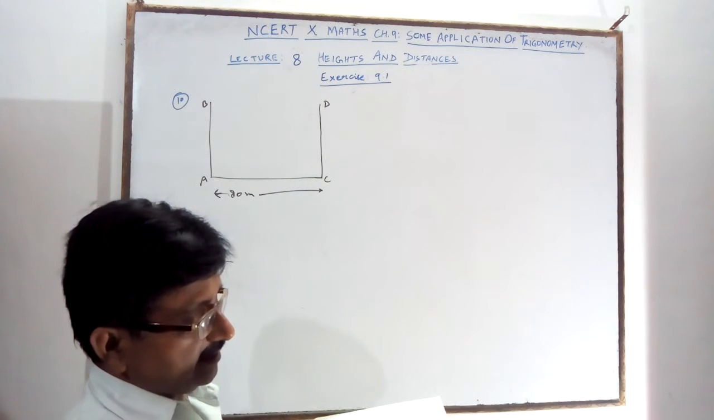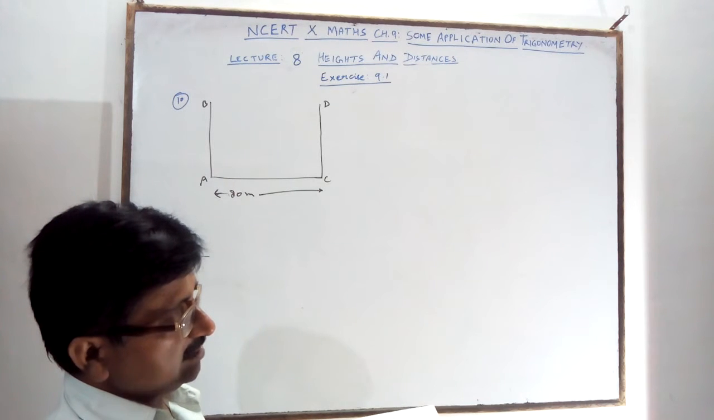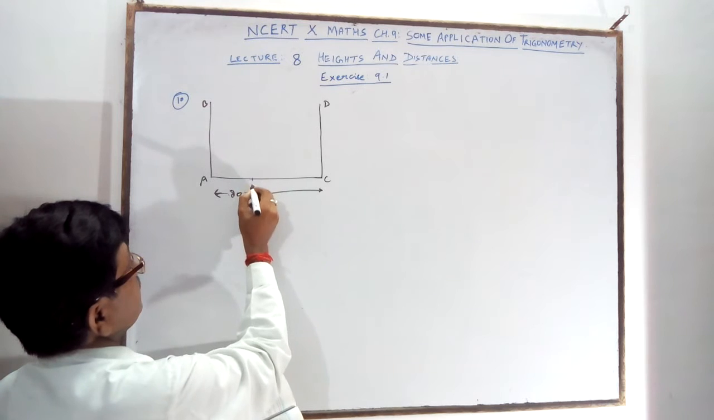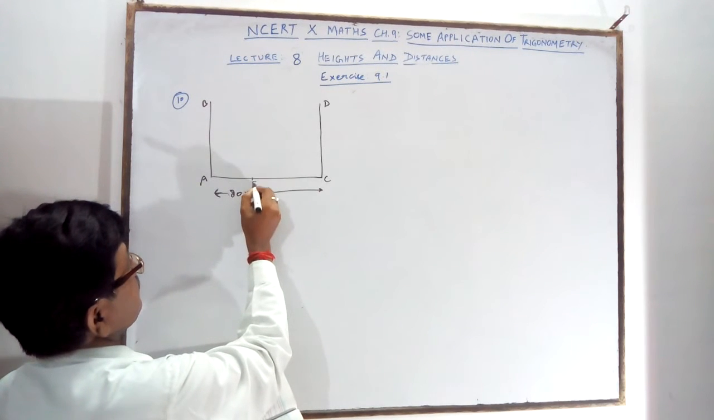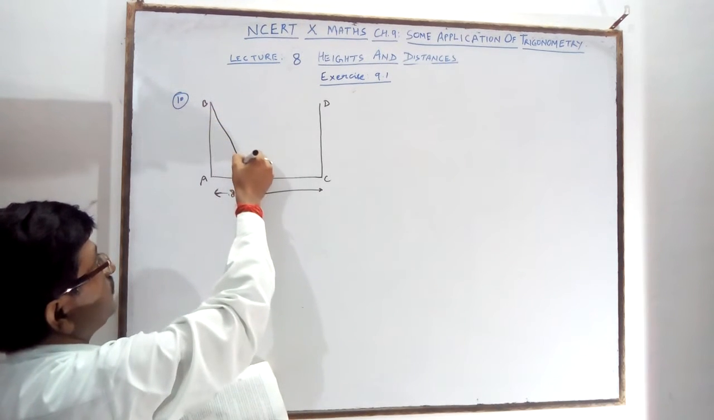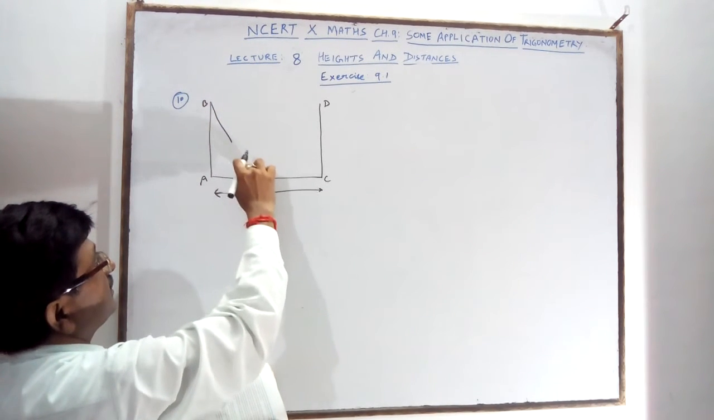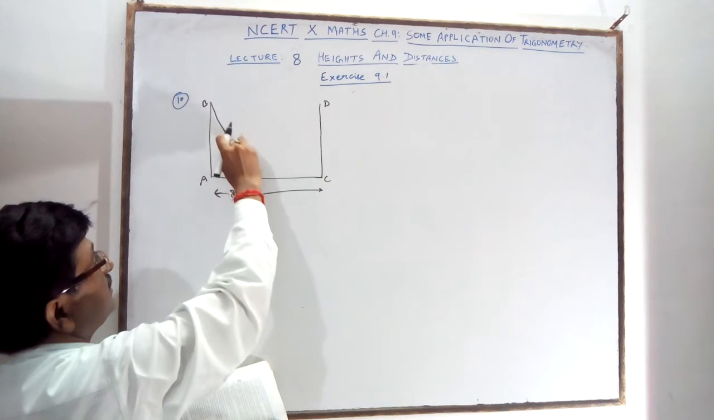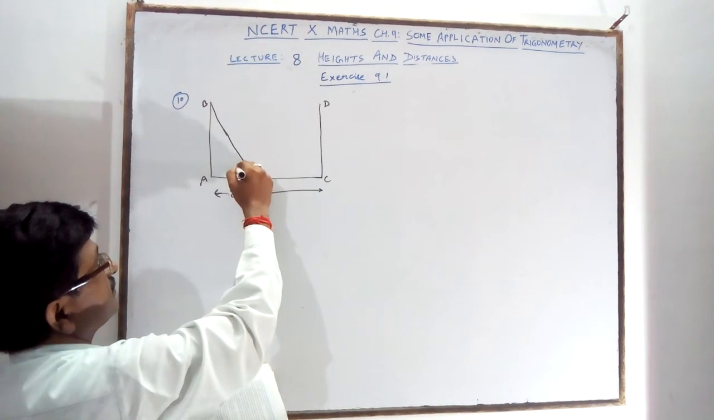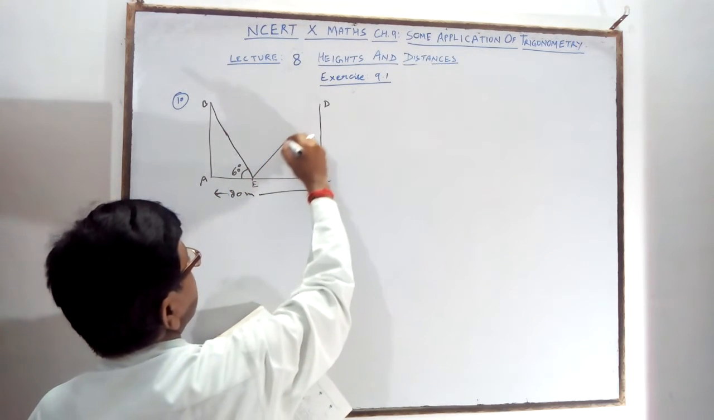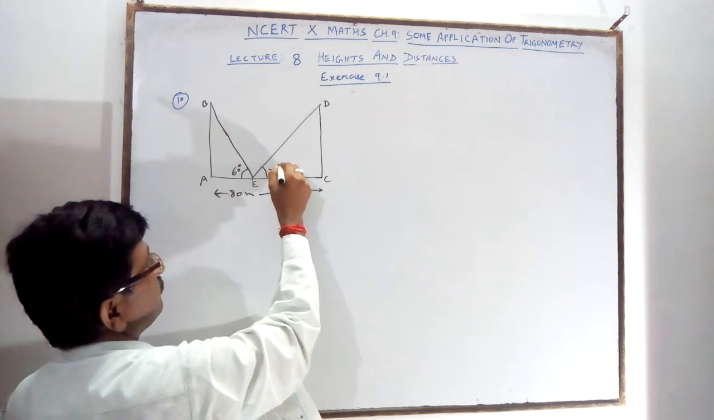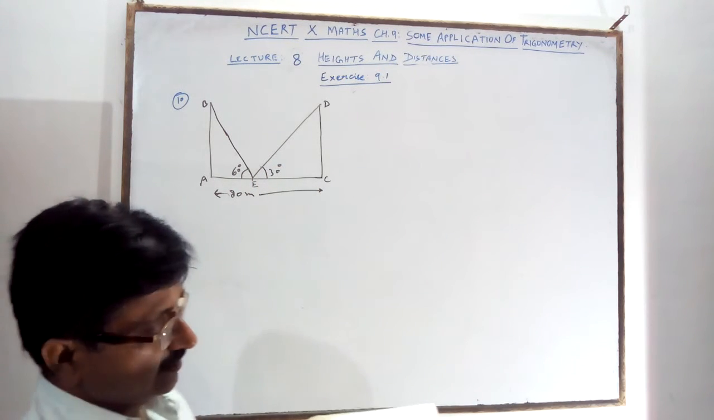From a point on the road between them, the angles of elevation of the tops of both the poles are 60 degrees and 30 degrees. If E is a point here, then 60 degrees is for the pole it is near to. It is 60 degrees near this pole. The other pole, from which it is farther, will have 30 degrees. One side 60 degrees and one side 30 degrees.